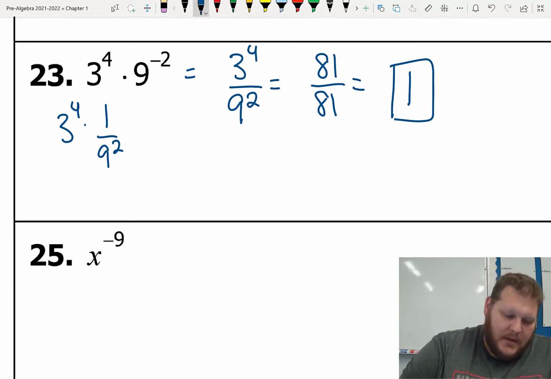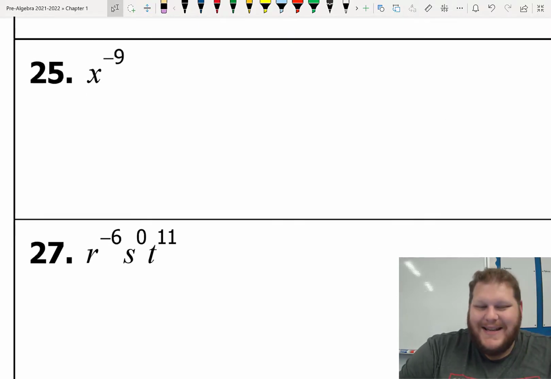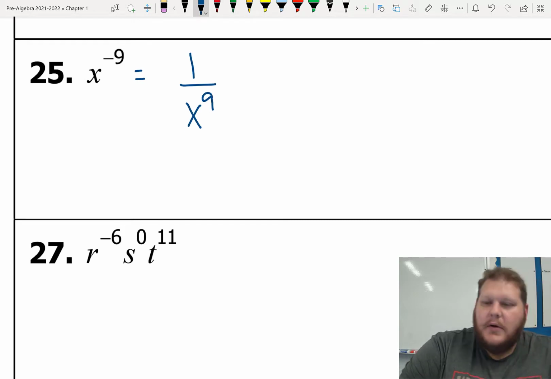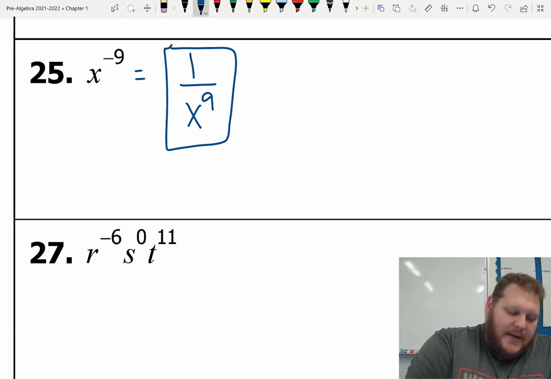Okay. Two more, and we're almost there, guys. Number 25 is x to the negative 9th power. Again, all we care about is that my variable has a positive exponent on it. It still behaves the same way. I have to flip it over to make that exponent positive. 1 over x to the ninth is as far as I can go, since I can't evaluate that any further.